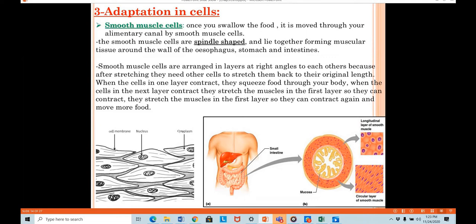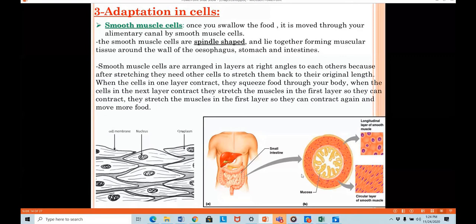I don't know whether you have the word in your text. Again and move more food. So this is how the food moves through our intestines. It passes through the intestines.